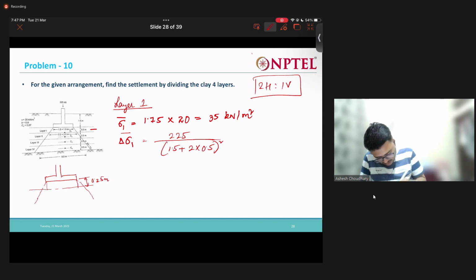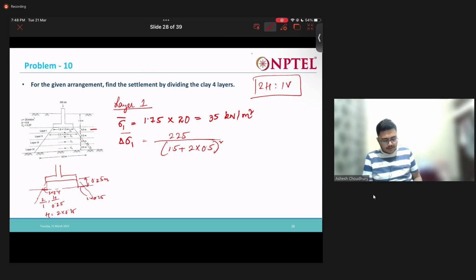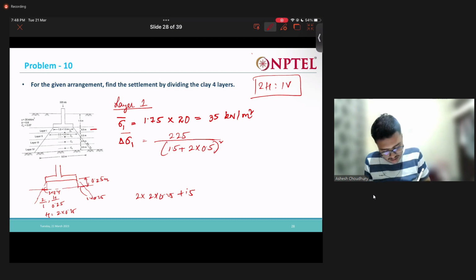Okay, so 2 horizontal to 1 vertical. So if my vertical is 0.25, each horizontal is 2 into 0.25. So this one is 2 into 0.25, this one is 2 into 0.25, right? So what is the total length now? 2 into 2 into 0.25 plus 1.5, isn't it?